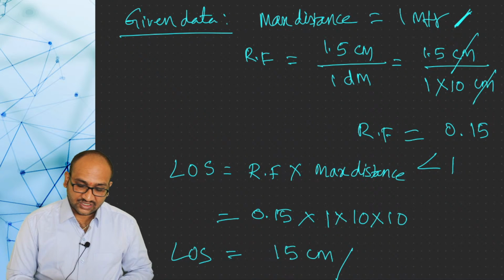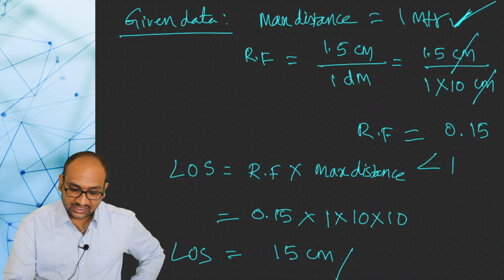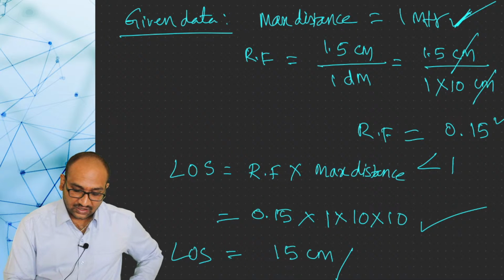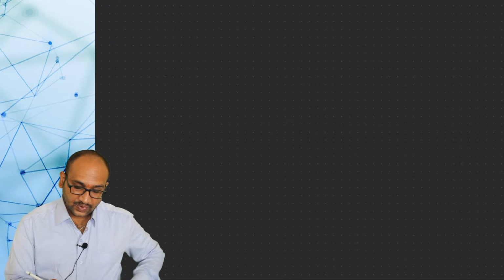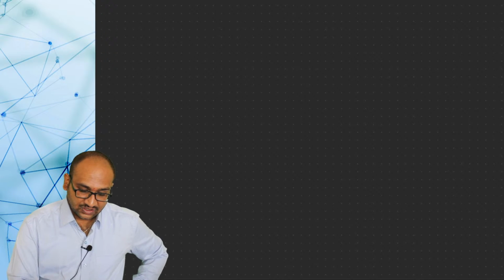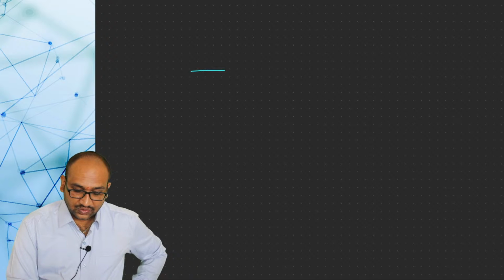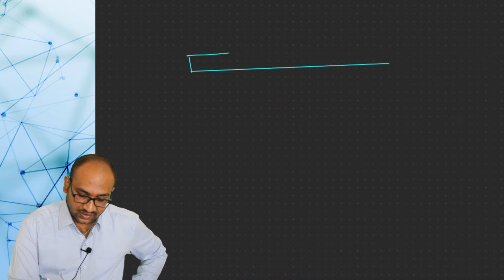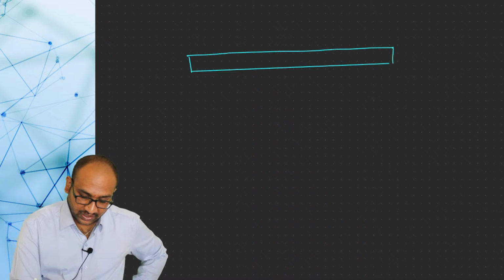Now construction. This is the first step, recognizing the maximum distance. Second one, find out RF. Third one, length of scale, construction of length of scale. And fourth one, construction. First, length of scale is 15 centimeter. Draw a 15 centimeter straight line and make this straight line into a rectangle.